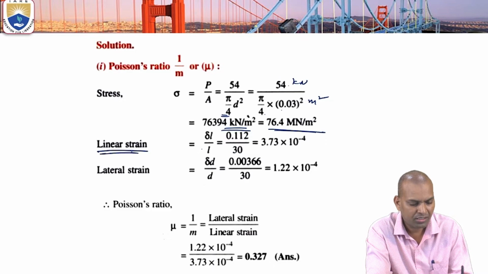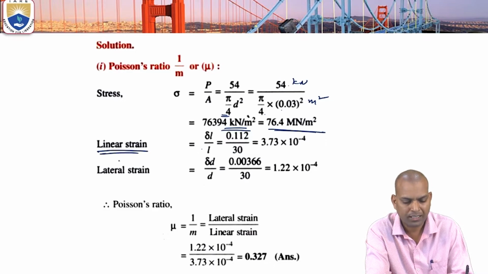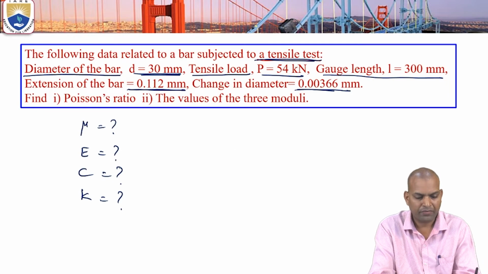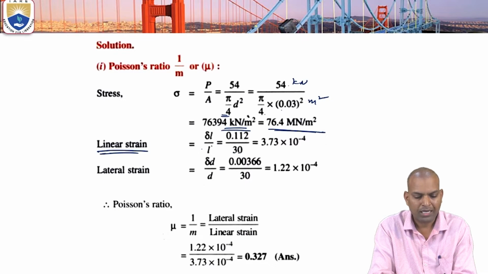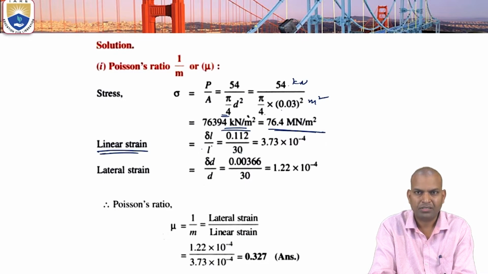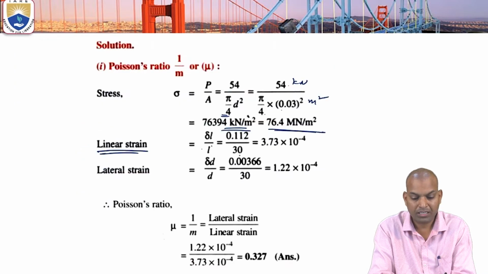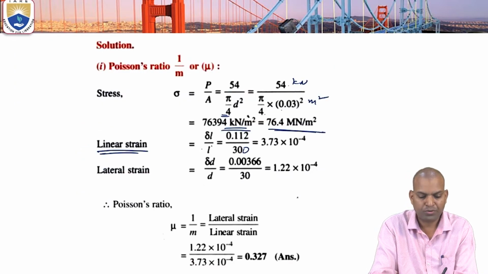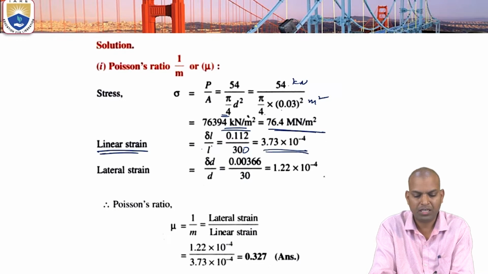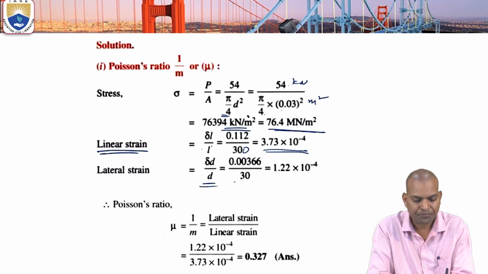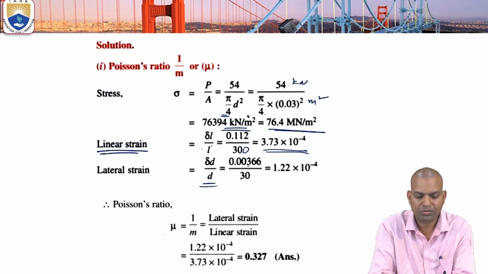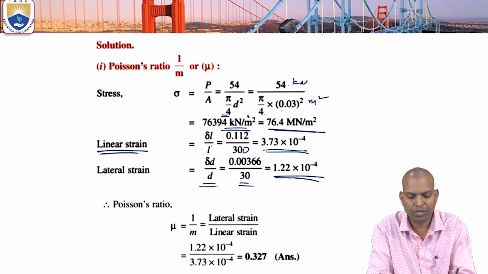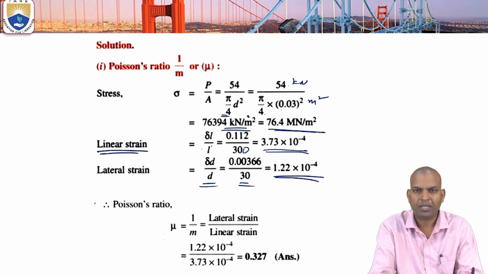Then the linear strain equal to delta L by L. The value of delta L is 0.112 millimeters extension, and L is 300 millimeters gauge length. If you substitute here, that is 3.73 into 10 power minus 4. And the lateral strain value is delta D by D. The delta D is 0.00366, and again the diameter is 30 millimeters, that is 1.22 into 10 power minus 4.